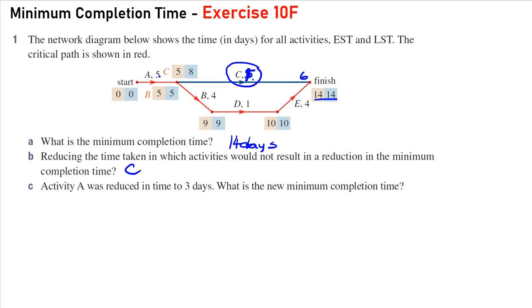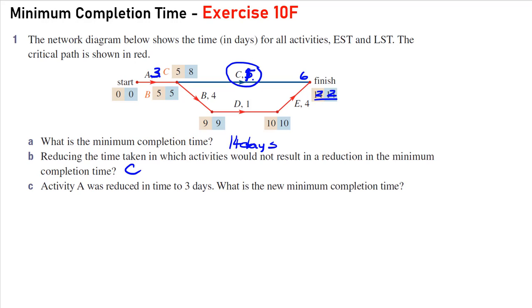Part C, activity A was reduced in time to 3 days. So if we reduce that to 3 days, what would be the new minimum completion time for this project? Well, A is on the critical path. We've reduced it by 2 hours. So this should reduce the project by 2 hours.